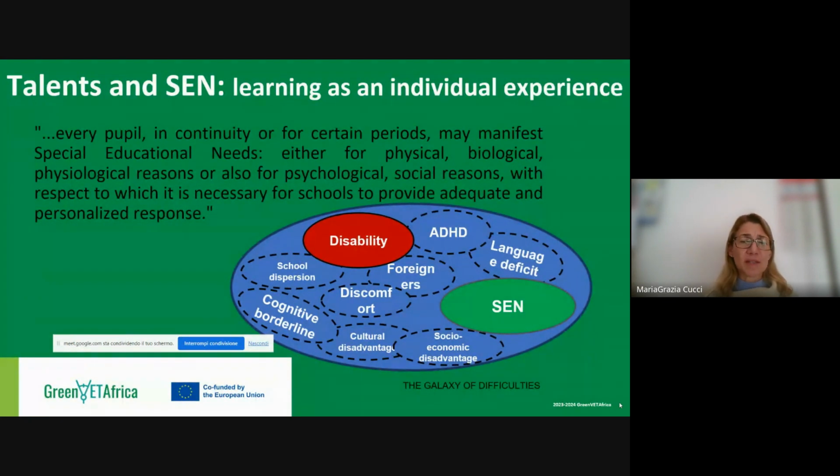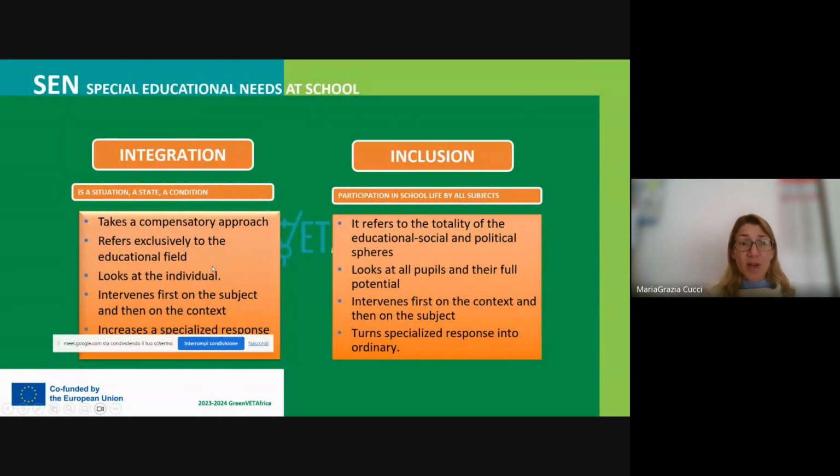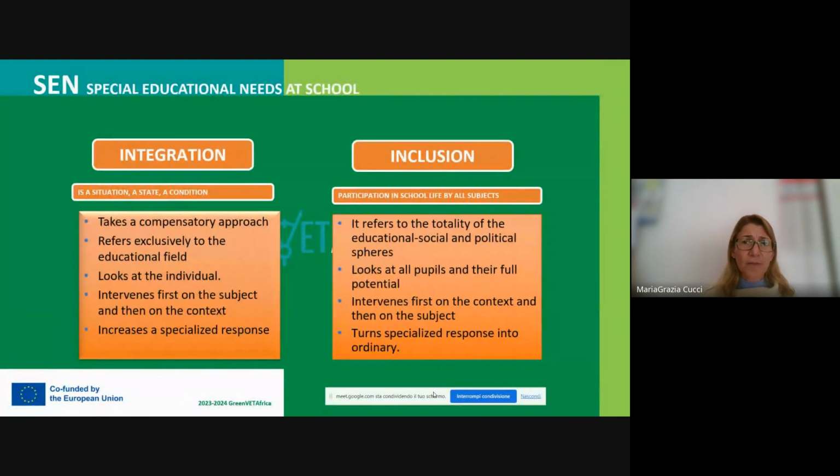So what we can do is, it is very difficult for the school to be able to give a single individual answer for each situation, which is the integration. It is much easier to think about inclusion, but to think about inclusion, we have to clearly know the situation. So in this way, we can prepare an individual learning path that is okay for the student, not giving him or her a specific tool, but giving the opportunity to have a tool that is good for everybody.